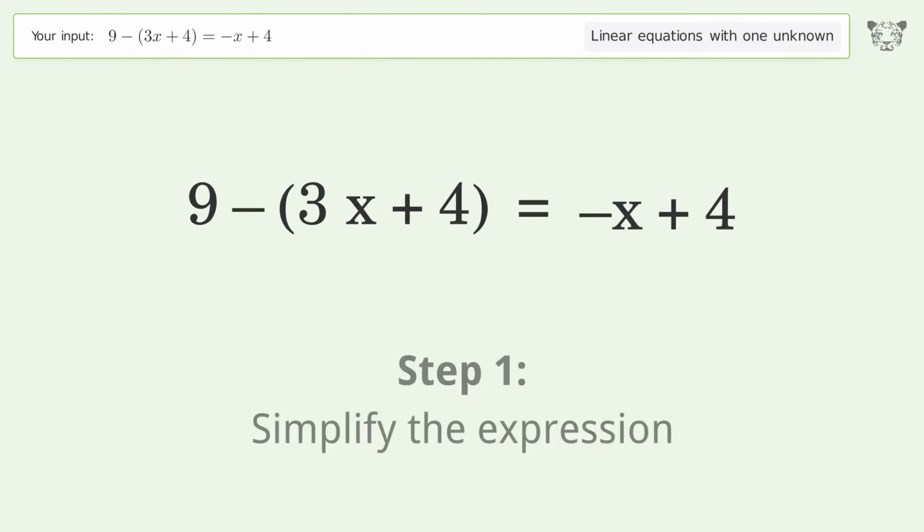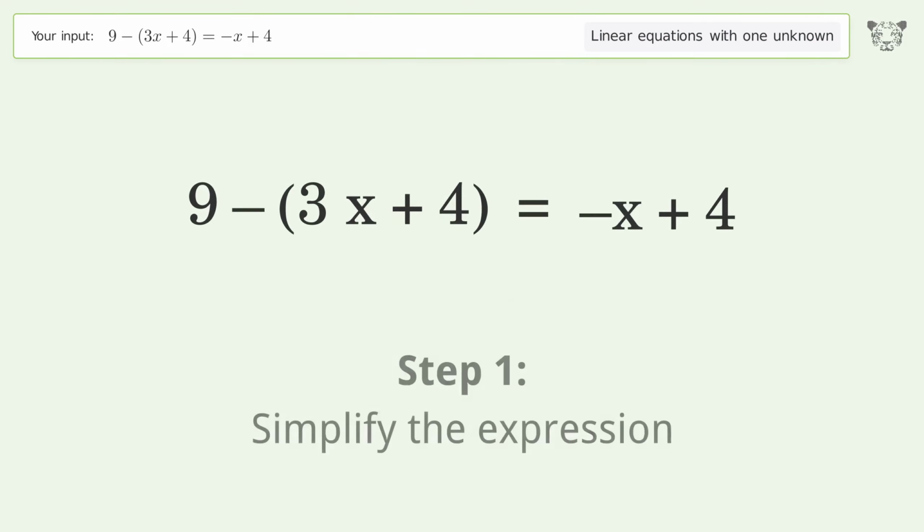Simplify the expression. Expand the parentheses. Group like terms. Simplify the arithmetic. Group all x terms on the left side of the equation. Add x to both sides.